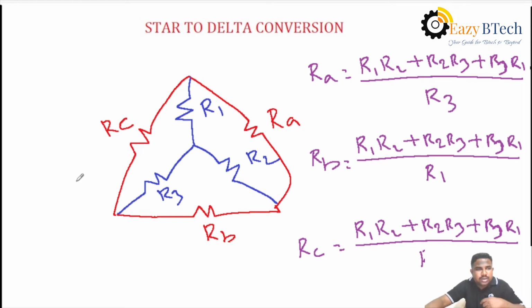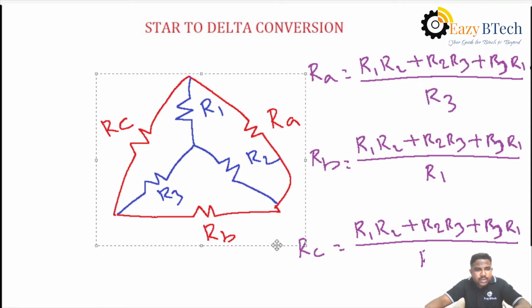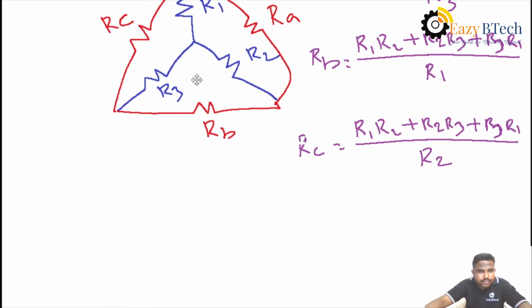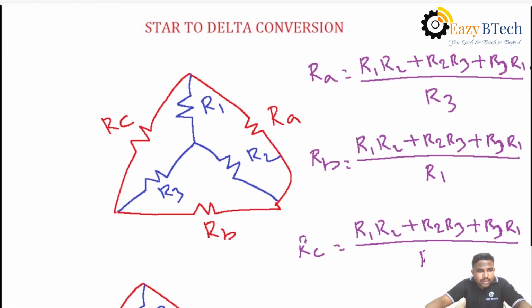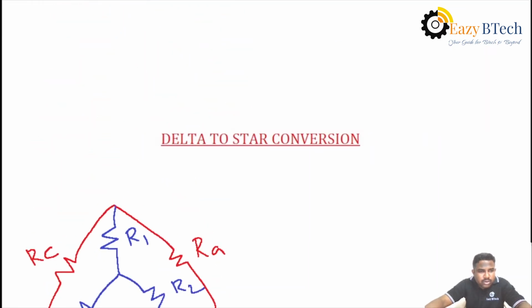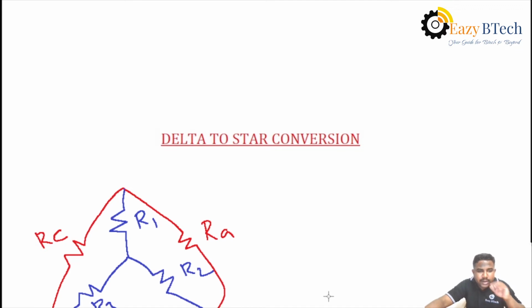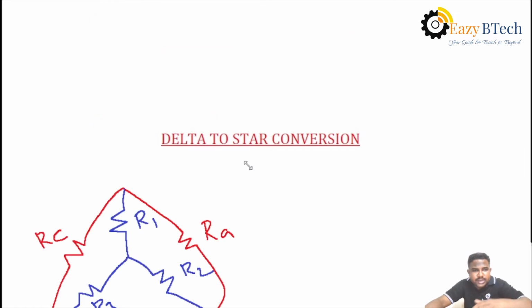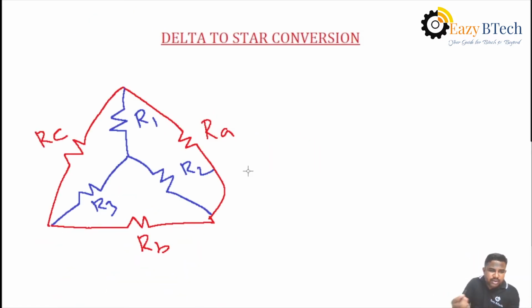If you know the star connection, then you can find out the delta connection. In a similar way, if we know the values of delta, then you can find out the values of star. That is called the delta to star conversion. That means we know the values of RA, RB, RC, then you can find out the values of R1, R2, R3. How to remember it in an easy way?